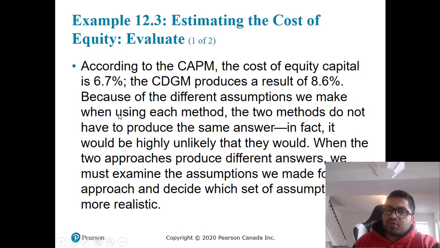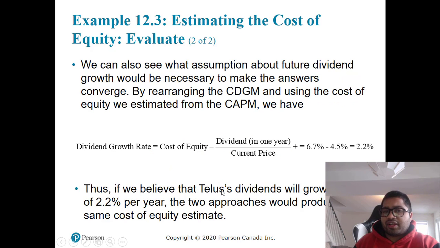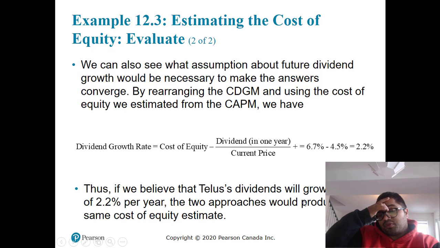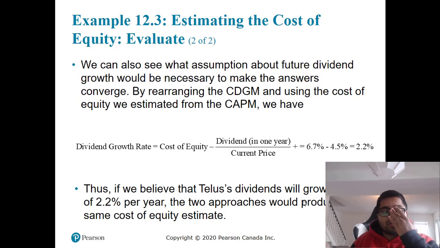Because of the different assumptions we make when using each method, the two methods do not produce the same answer. In fact, it would be highly unlikely that they would. When the two approaches produce different answers, we must examine the assumptions we made for each and decide which is more realistic. We can also see what assumptions about future dividends would be necessary to make the answers converge. By rearranging the growth model and using the cost of equity we estimated in CAPM, the dividend growth rate we can find out should be 2.2%.